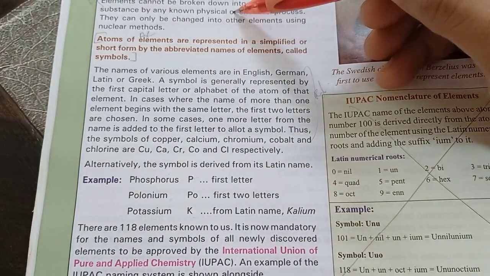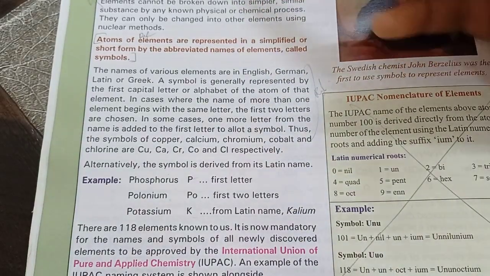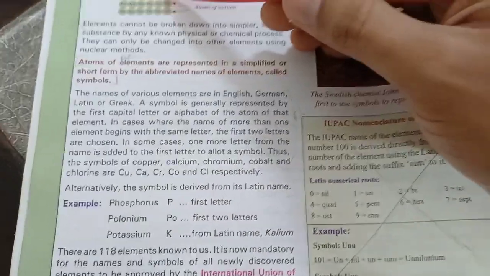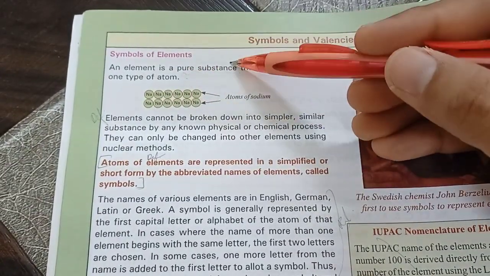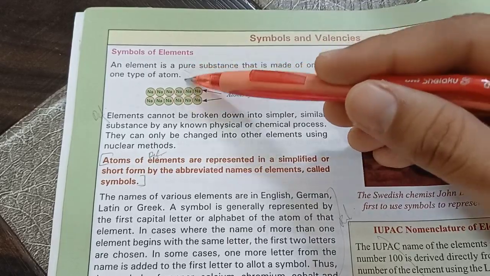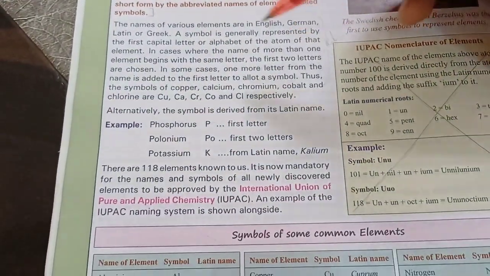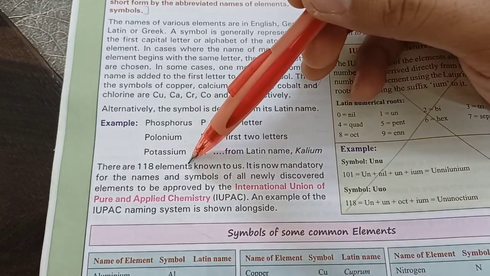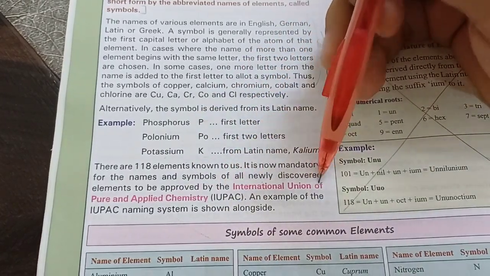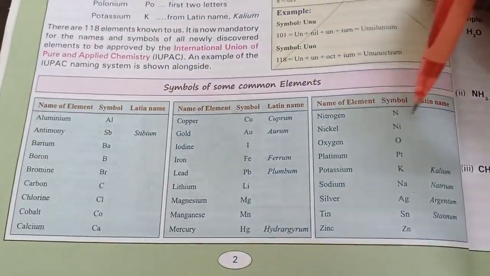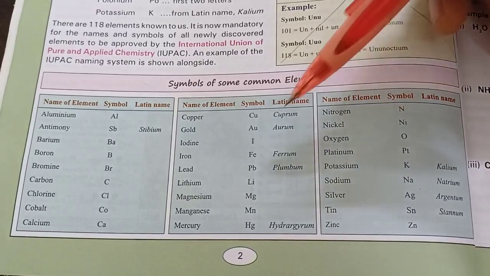Mark the definition of elements as well. They are pure substances like compounds because they are made up of only one type of atom, one type of particle. Even compounds are pure substances because they are made up of only one type of particle. Mixtures are not pure substances. Currently, there are 118 elements and their names are decided by IUPAC, International Union of Pure and Applied Chemistry. Cancel this box, irrelevant. These tables have to be learned for knowledge of the symbols of elements.